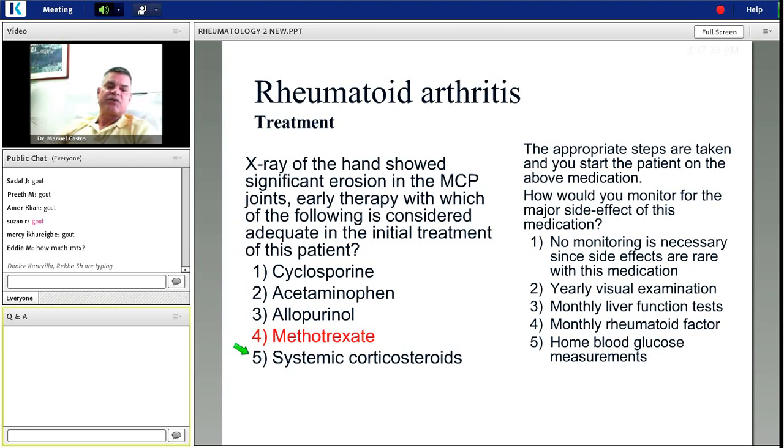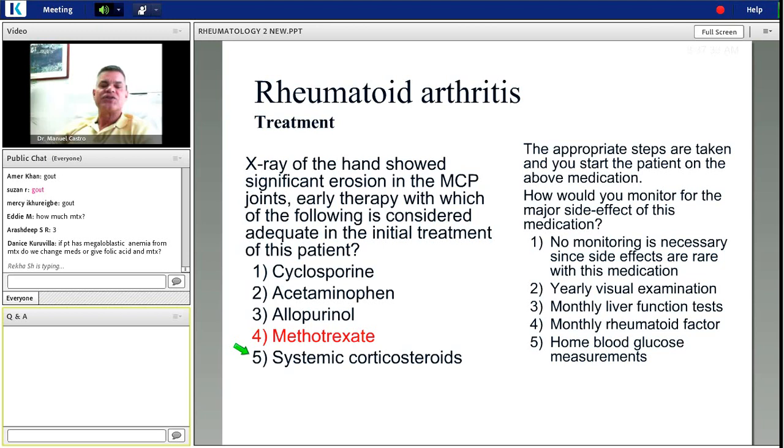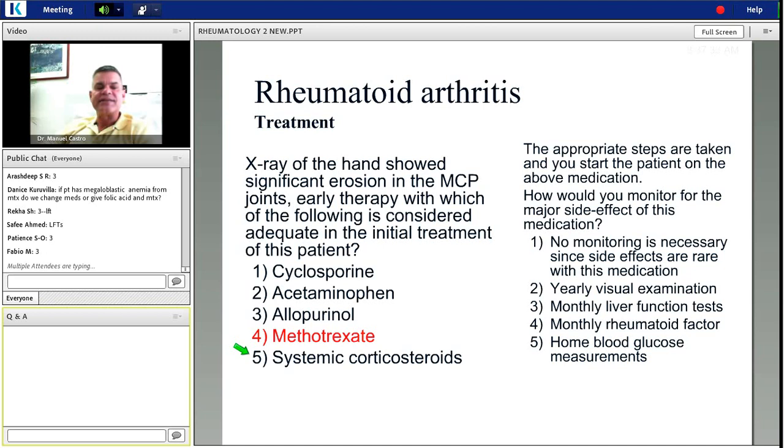How would you monitor the major side effects of this medication? One option: no monitoring is necessary since side effects are rare with this medication. Well, it's true. At the dose that we use methotrexate, the side effects are going to be rare, but definitely there are going to be some side effects, right?